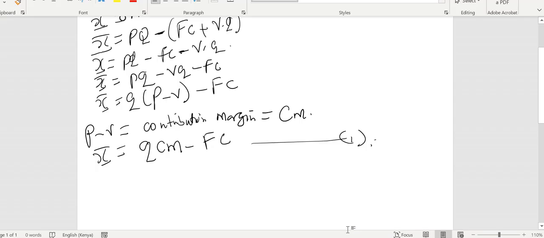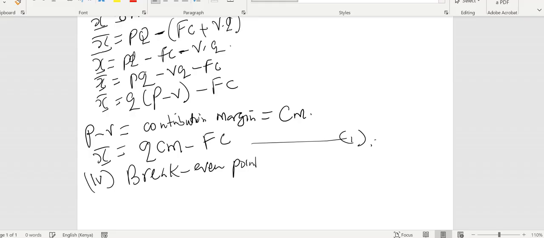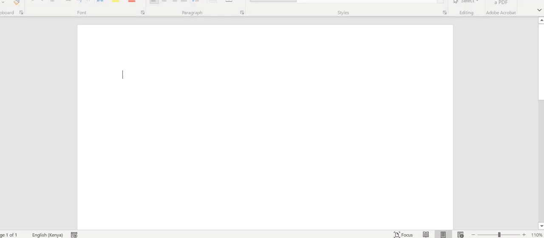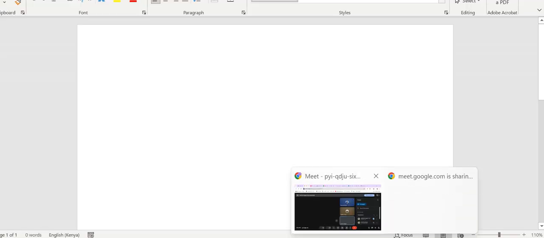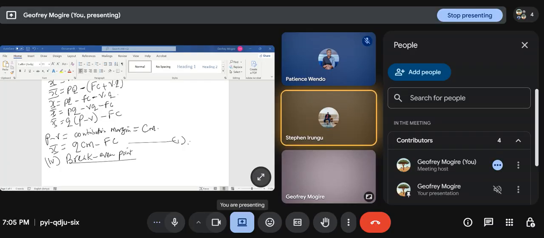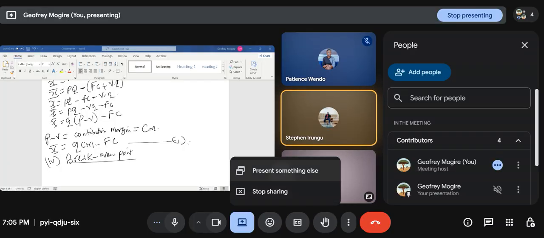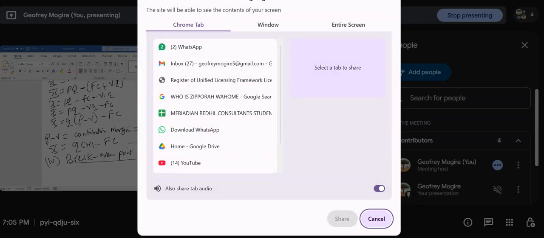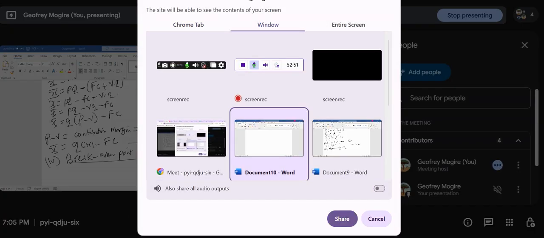Roman 4. Is that the second? Yes, Roman 4. Break-even function, or a break-even point.